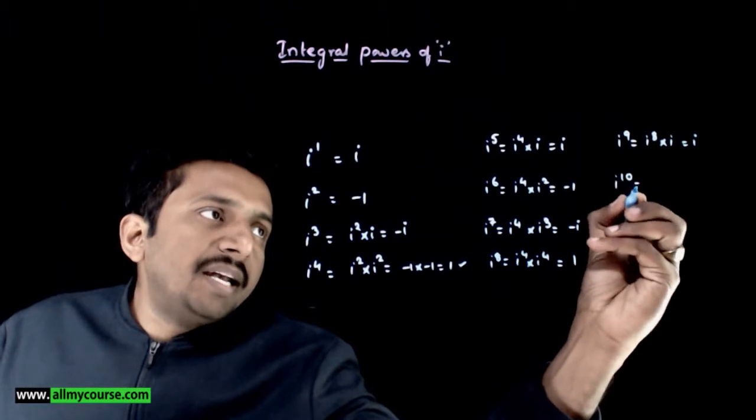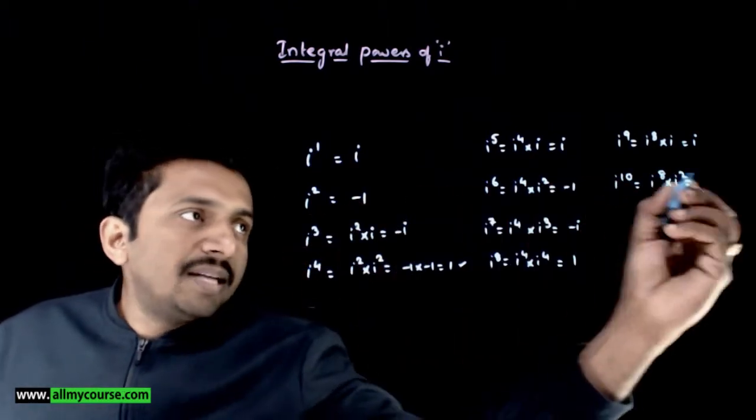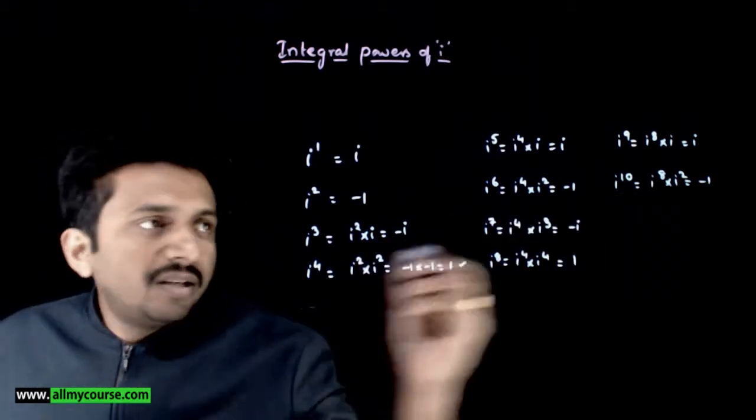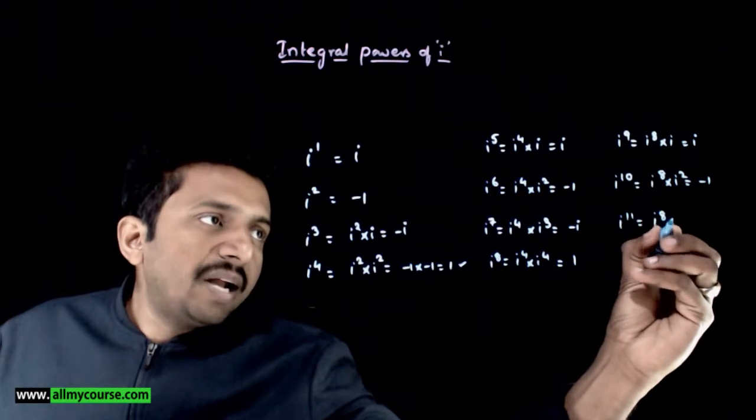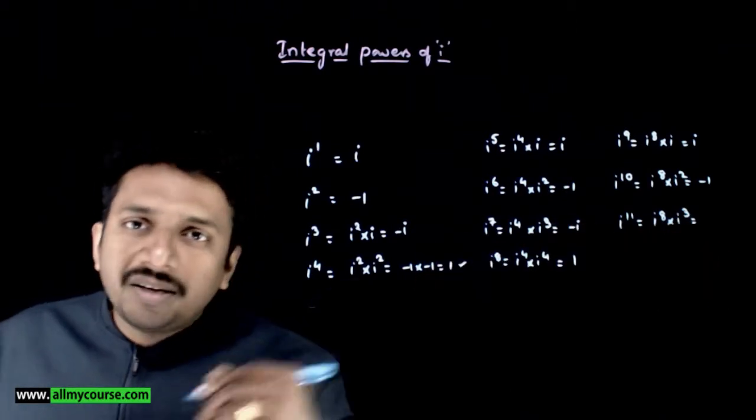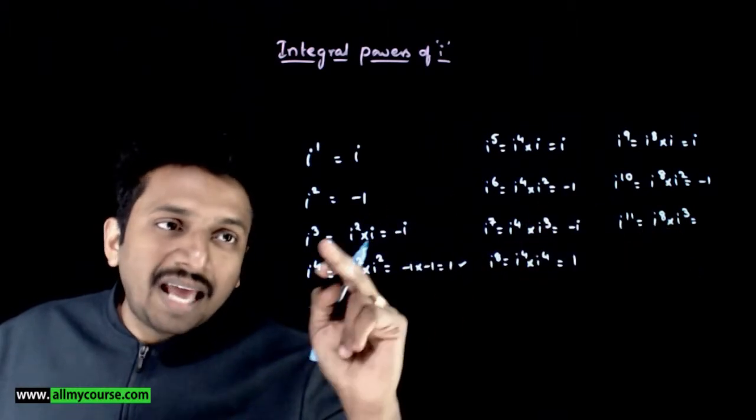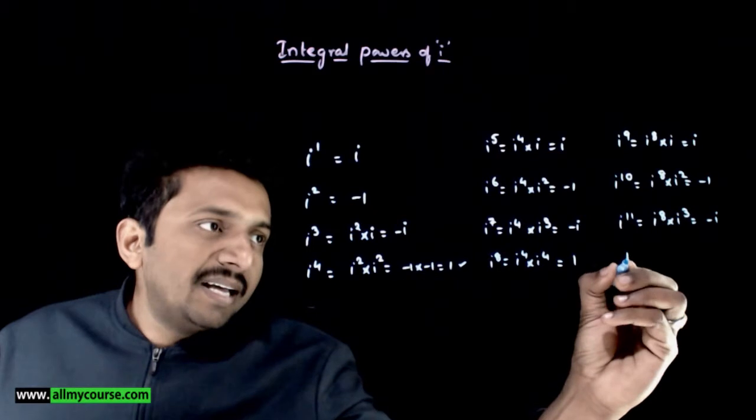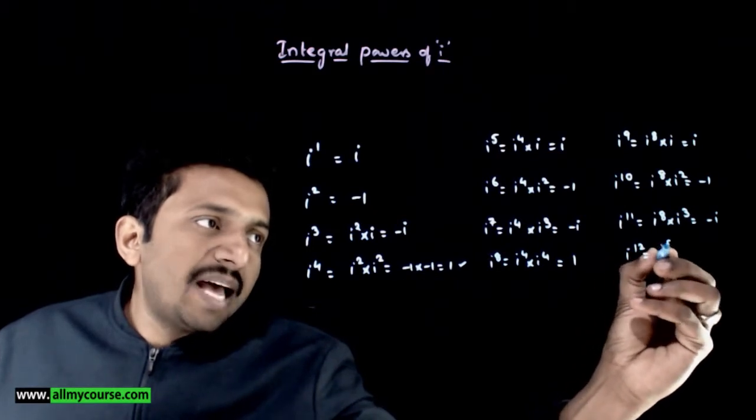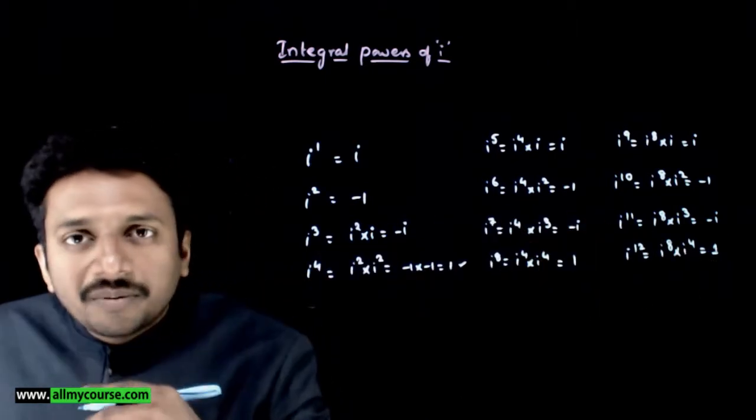i power 10 is equal to i power 8 times i square, which is again equal to i square, which is minus 1. i power 11 is equal to i power 8 times i cube. i power 8 is 1. So it is the same as i cube, which is equal to minus i. And i power 12 is the same as i power 8 times i power 4, which is again the same as 1.